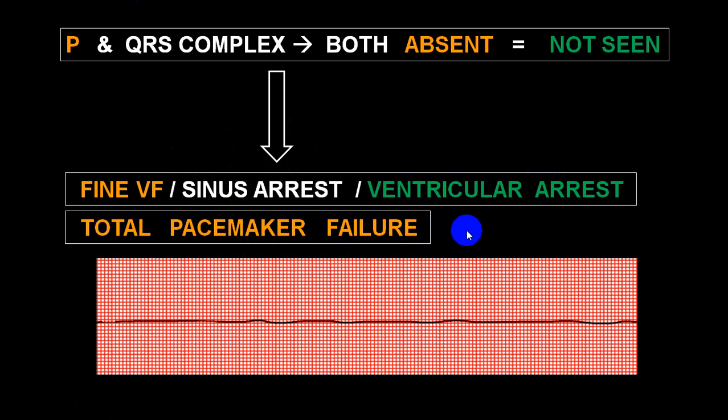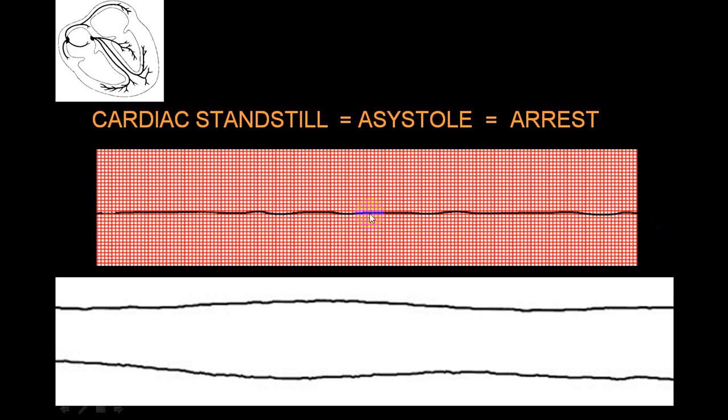Sometimes also, if pacemaker complexes are there before, we can call it total pacemaker failure. Here you can see a straight line. You can also call that a standstill, asystole, or arrest. When you can't find out the previous complexes, we can use the words cardiac standstill, cardiac asystole, or cardiac arrest. This will be a straight line. Don't forget one another condition. If the cable is not connected or there is a broken cable, it can give you a straight line. Do keep it in mind.